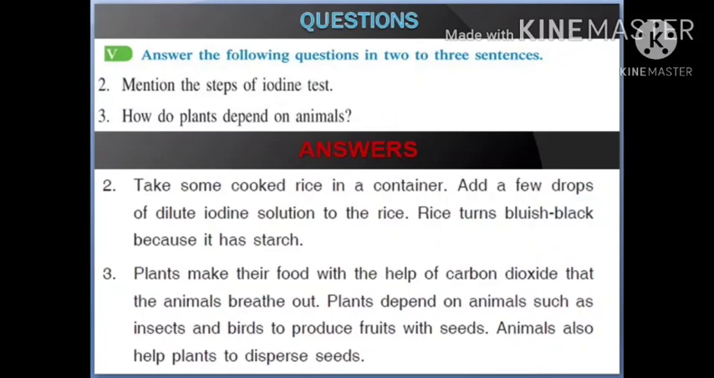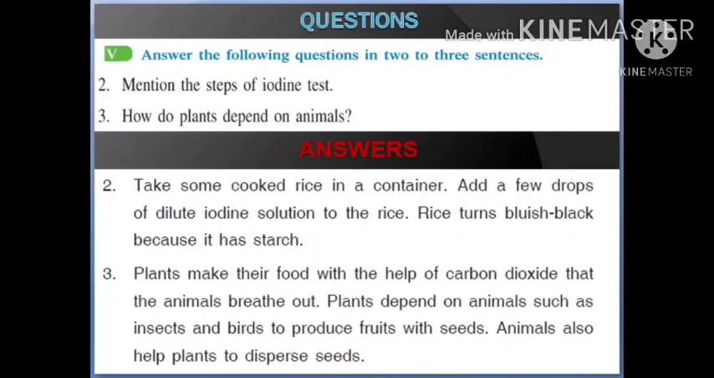Second question: mention the steps of the iodine test. Answer: take some cooked rice in a container. Add a few drops of dilute iodine solution to the rice. The rice turns bluish black because it has starch. So here they are asking us to explain the iodine test. What do we have to do? We have to take some boiled or cooked rice in a pot. Then we have to put some dilute iodine solution in the rice. So we will observe that the rice turns bluish black because the rice contains starch.